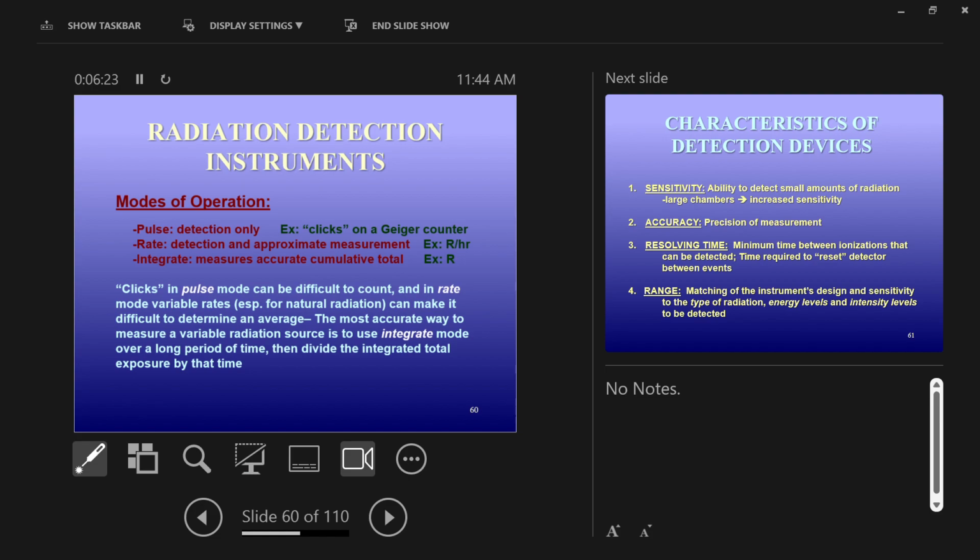Integration mode will just simply add up all of the clicks over time, okay? And give you not the rate per hour, but just a total quantity. Turn it on for a minute, it'll tell you how much exposure happened in that minute of time. That's integration mode, okay?